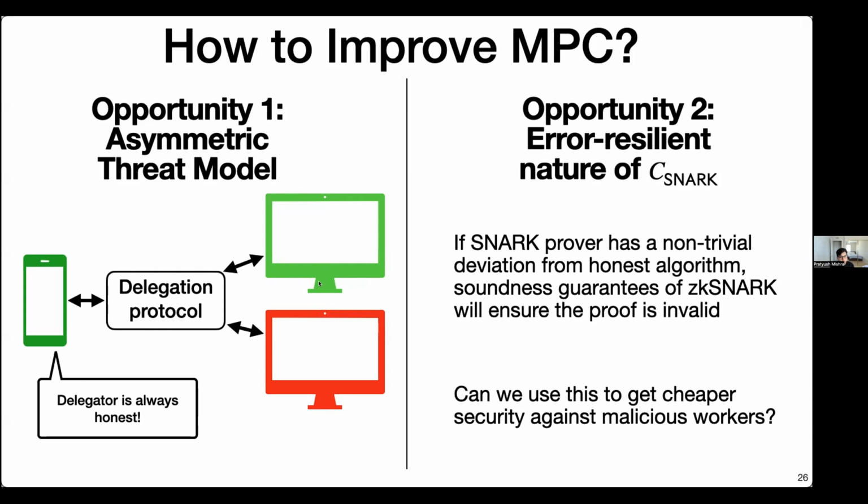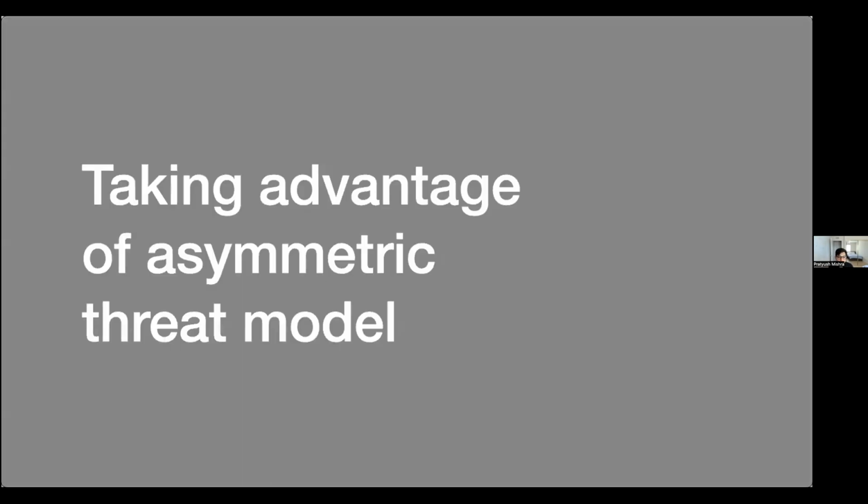And so then can we use this to get cheaper security guarantees against malicious workers, and reduce that at least 2x overhead that arises from existing malicious security techniques? So these are the two questions that we want to ask and see whether we can make some headway by taking advantage of these two opportunities. Let's go over them one by one.